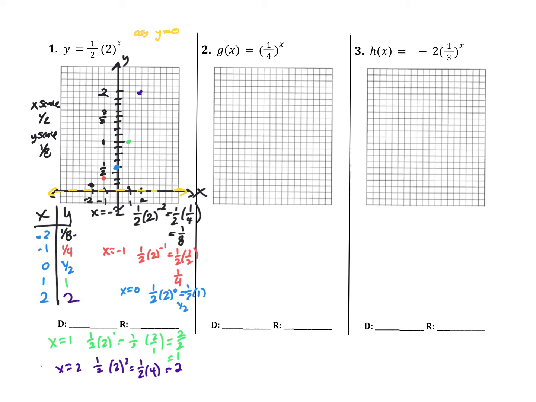And then when you connect, make sure it looks like a curve. Make sure it's getting closer and closer and closer to that dotted yellow line, and then it's going up to infinity on the top of the graph. Make sure your graph has arrows on the ends.